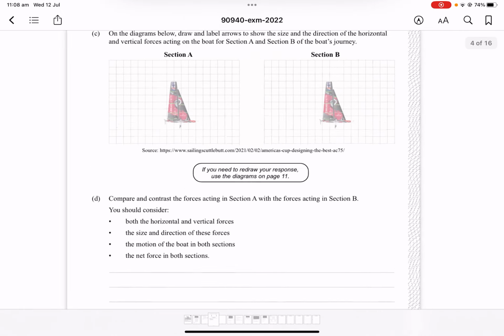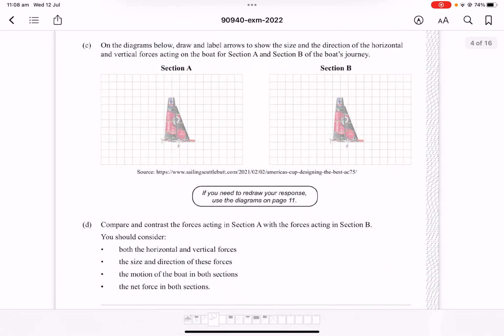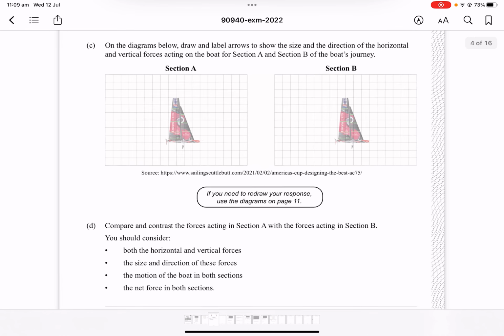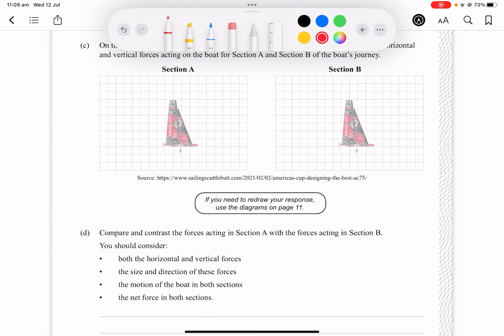Let's look at question C. On the diagram below, we want to draw and label arrows to show the size and the direction of the horizontal and vertical forces acting on the boat for section A and section B of the boat's journey. If we recall, in section A, we had a constant acceleration up to 10 meters per second from initially being stationary. So if the boat is accelerating, the force in the direction in which the boat is traveling will be higher than the drag, or the forces that are acting against the boat. So for the horizontal forces, there's a net force in the direction that the boat is traveling in.